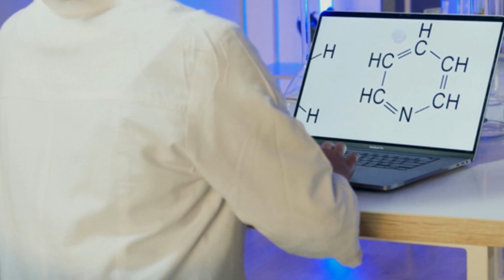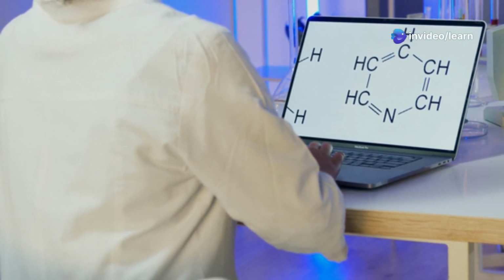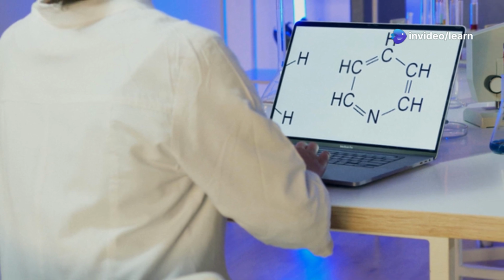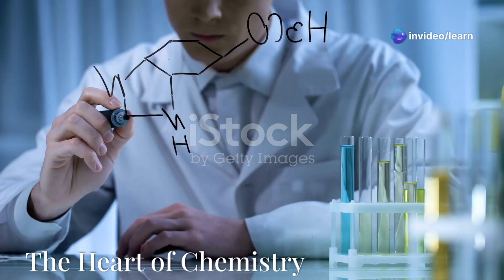Chemical equations are essential for understanding and predicting chemical reactions. They allow scientists to communicate complex chemical processes in a clear and standardized way, facilitating research, development, and education in the field of chemistry.